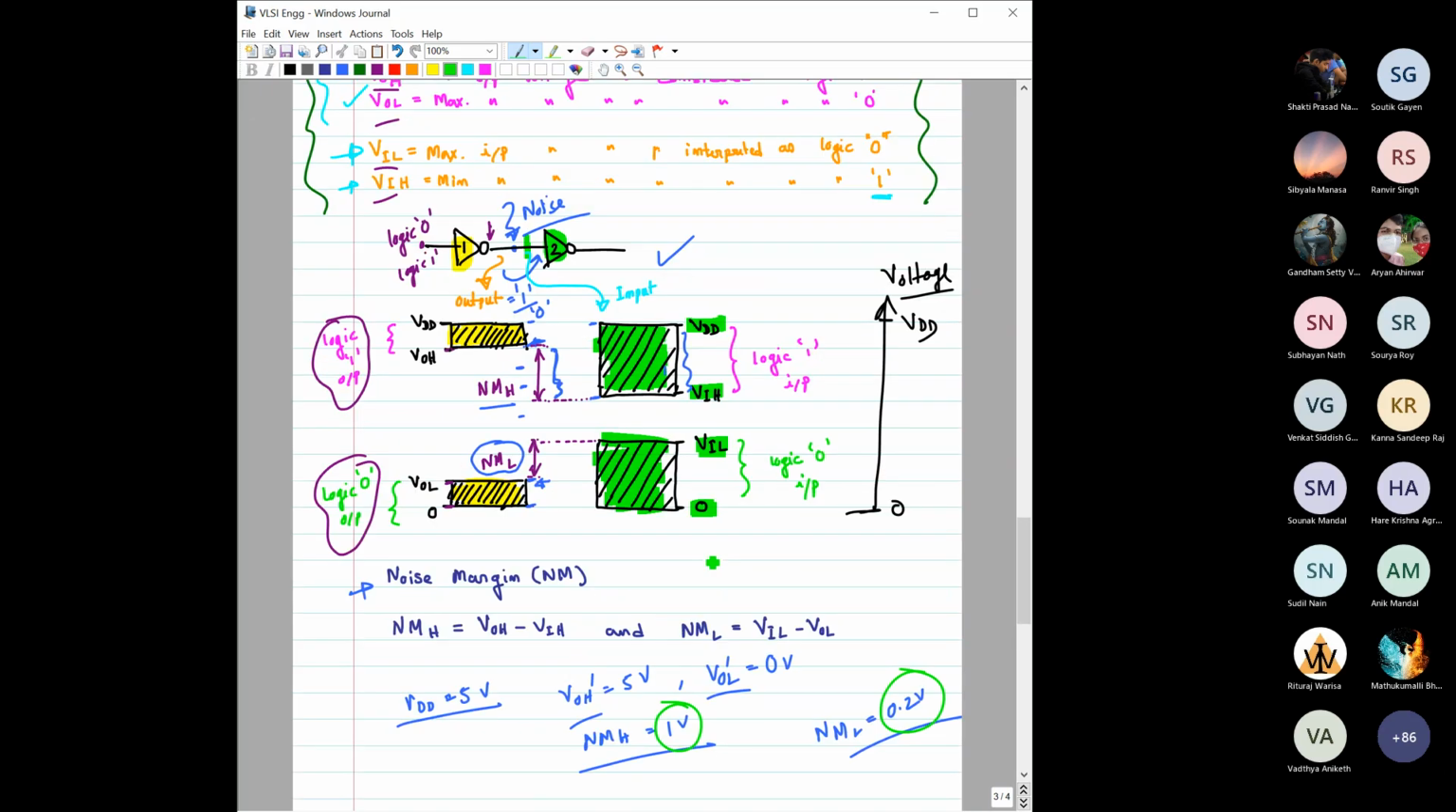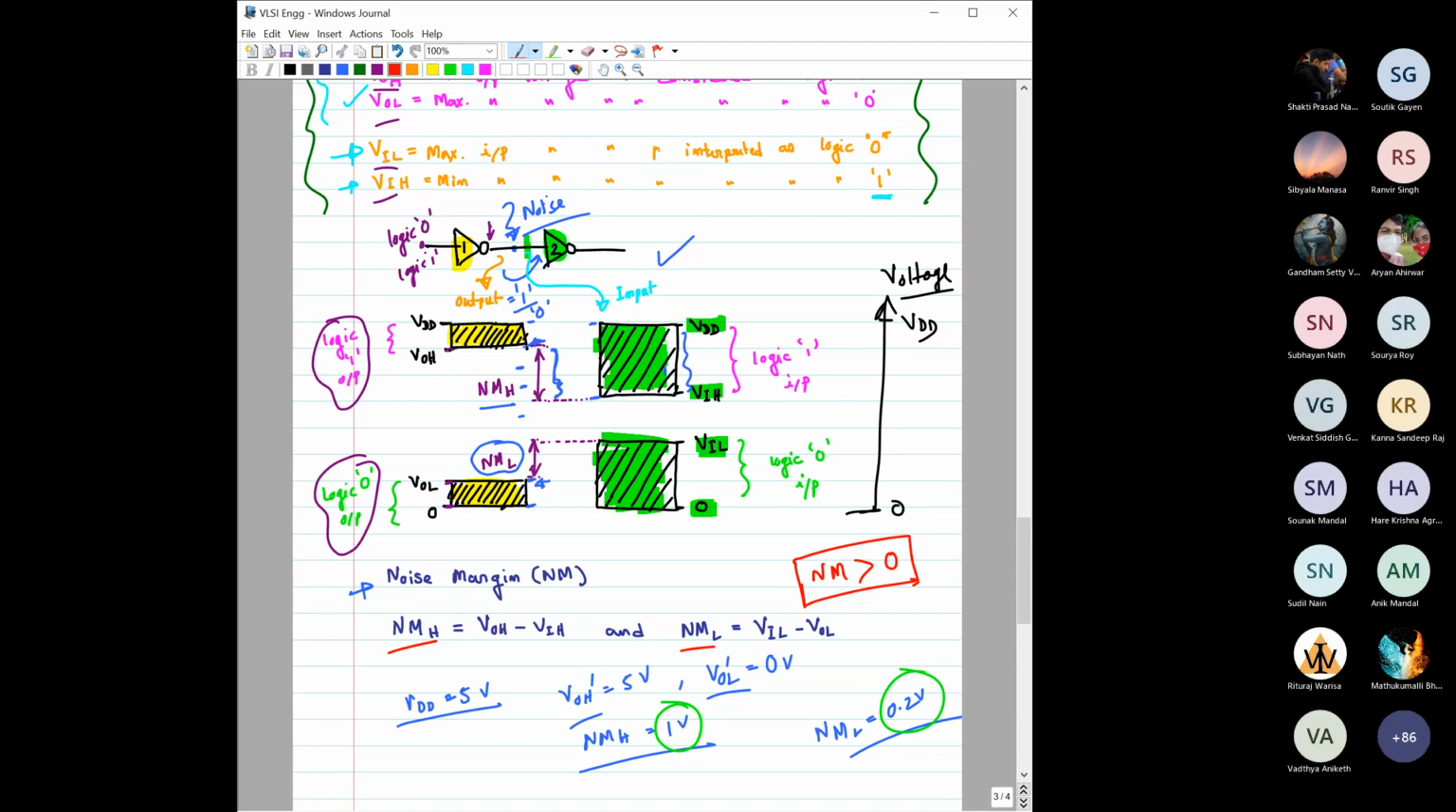And one more thing, as you mentioned, if we define noise margin like this, then this noise margin should be greater than 0.